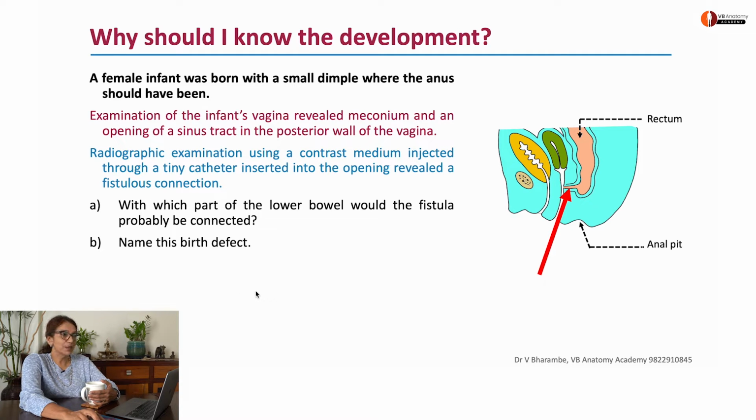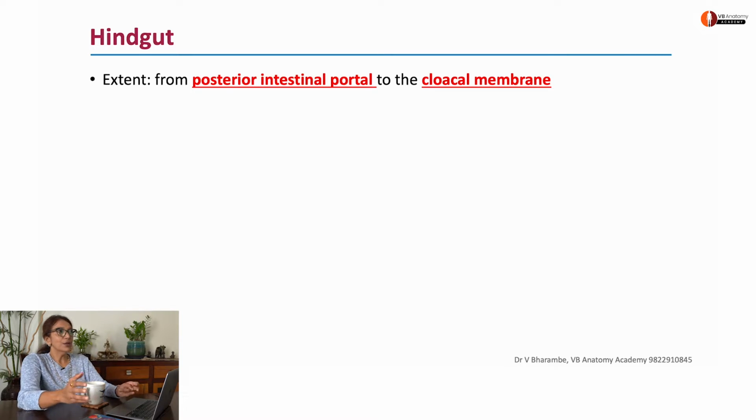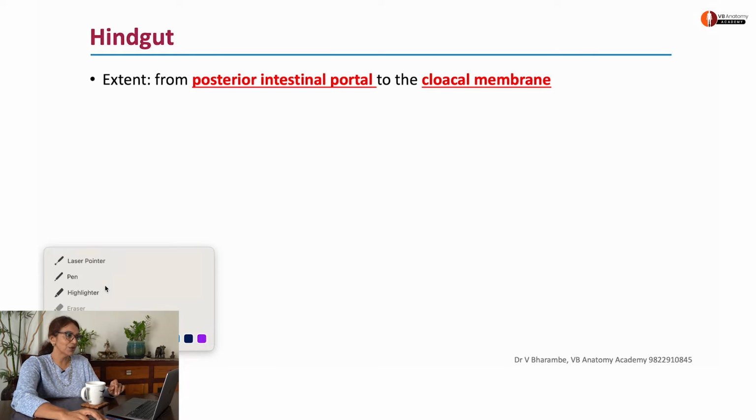Can you name this birth defect? Yes, we know that it is a rectovaginal fistula. But what is the embryological basis for this condition? Why did this happen? To understand that, let's understand the development. Now let's imagine a developing embryo, where the hindgut is reaching the surface at the cloacal membrane. If you're finding it difficult to imagine, let's add some more information now.